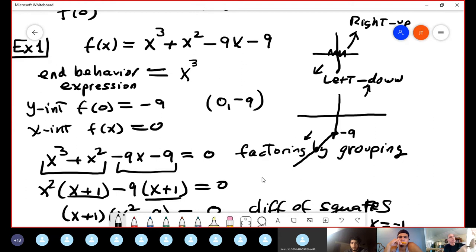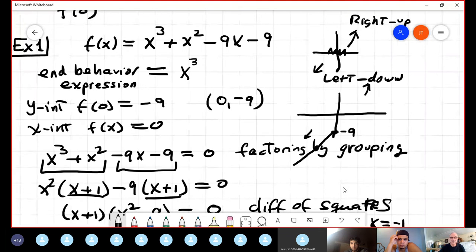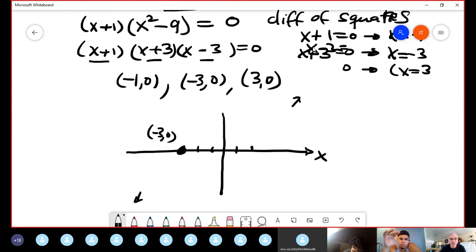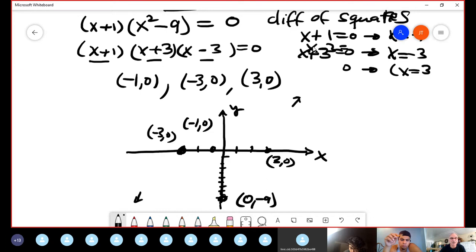Let me try to do this more elegantly. This is my rectangular coordinate system. I know that the end behavior is like that. We discover here at negative 3, comma 0, an x-intercept. Likewise, 3, comma 0 is another x-intercept, and negative 1, 0 is here. We also discover at 0, comma, negative 9, counting 1 through 9, the y-intercept. Let me use another color, and my polynomial graph looks like that.